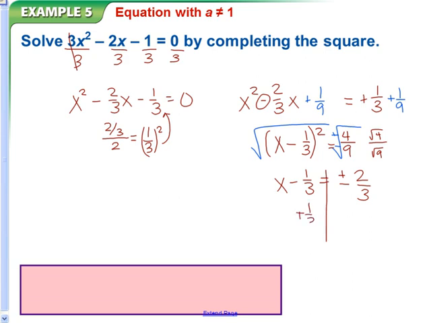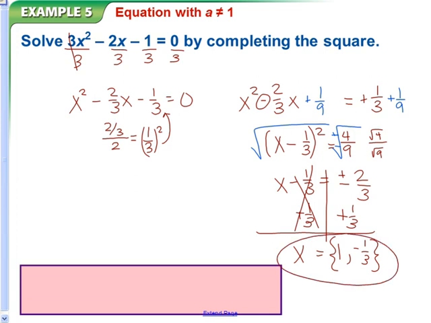And then you add 1/3 to continue solving it. X equals 2/3 plus 1/3 is just a whole. Negative 2/3 plus 1/3 is negative 1/3. Again, if you can't do that in your head, just rely on your calculator, that's fine. That's our answer.